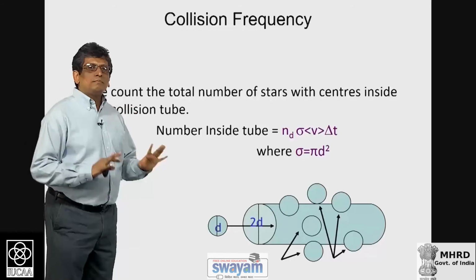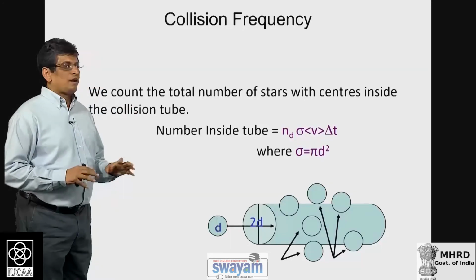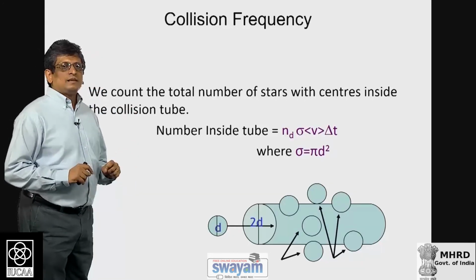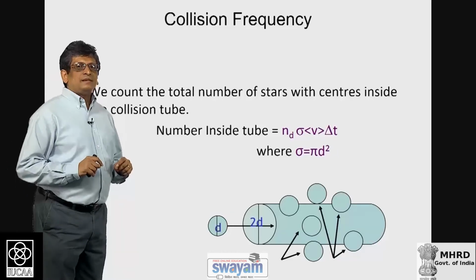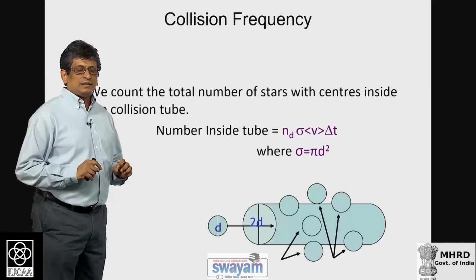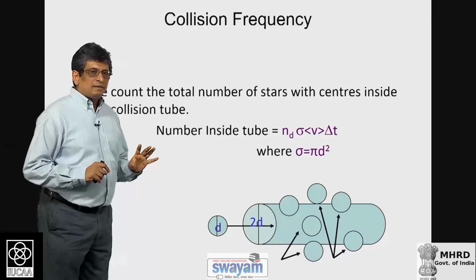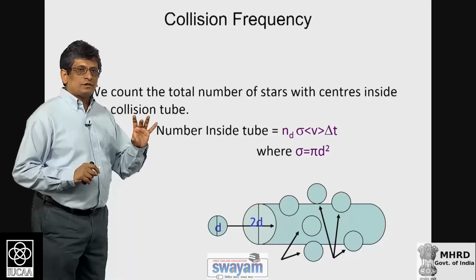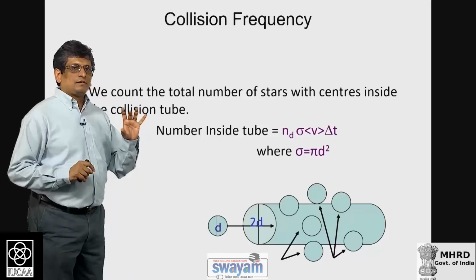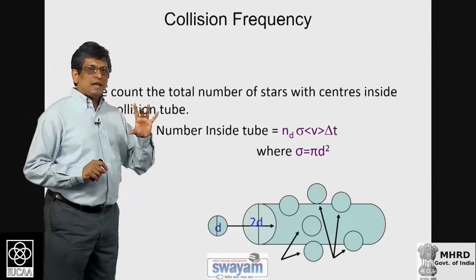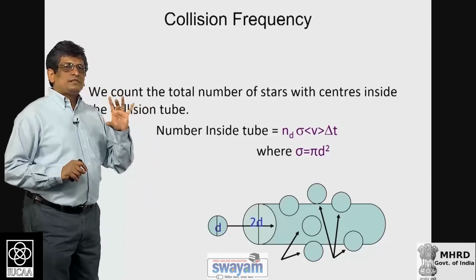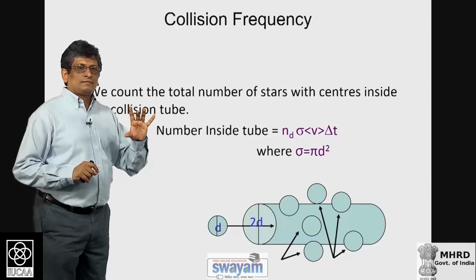Imagine that the number density of stars around our test star is the number N_d. That's the number density of stars. Okay? And imagine that sigma is the cross-sectional area of a star, which means that it is the area that it presents to all other stars.